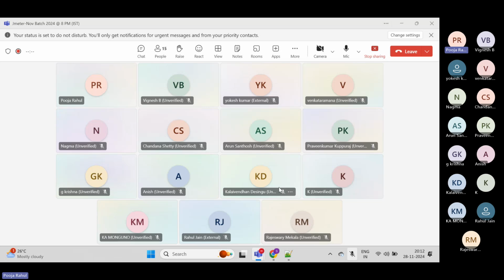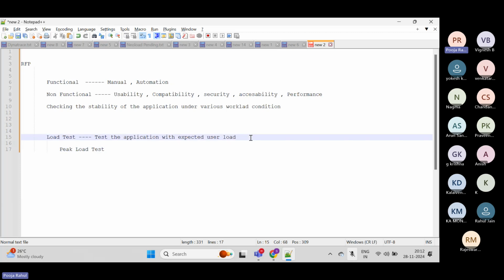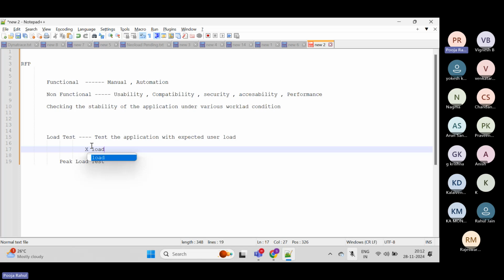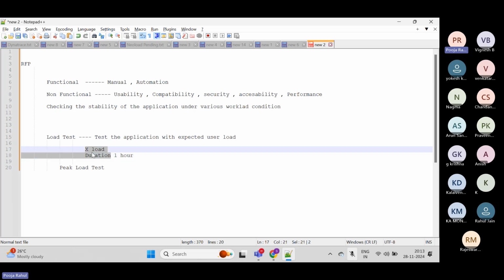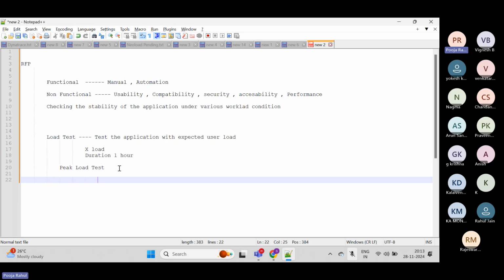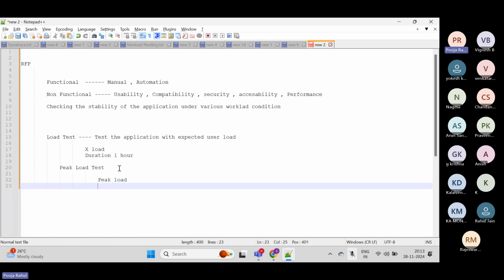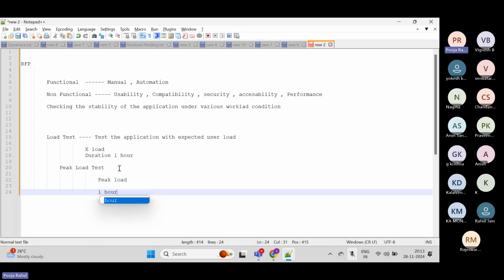For example, in the load test itself, if you consider X load condition, meaning the expected user load is X, the duration would usually be 1 hour. This is the criteria you follow for your load test: X load condition and a duration of 1 hour. For peak load, you will say peak load condition, and then 1 hour. So this is the criteria.